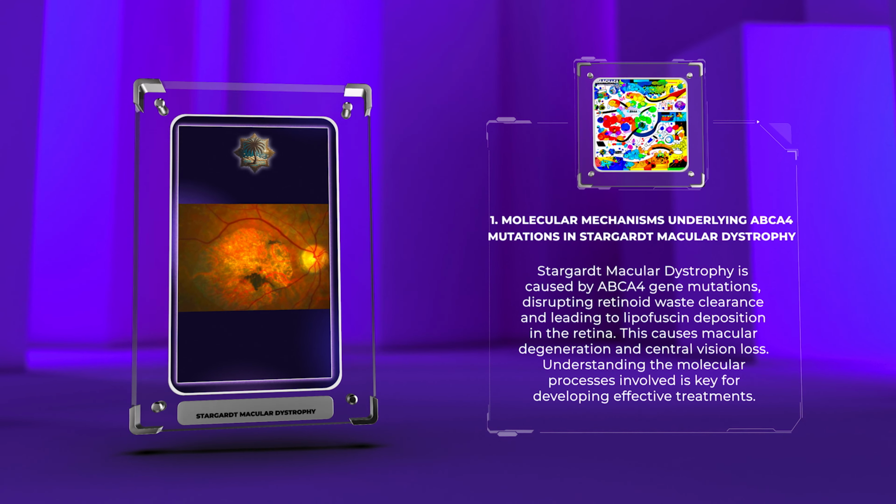Imaging techniques like optical coherence tomography, OCT, and fundus autofluorescence, FAF, help diagnose and monitor Stargardt macular dystrophy. OCT shows disruption of retinal layers and thinning, while FAF captures autofluorescent properties, revealing characteristic patterns in the disease.